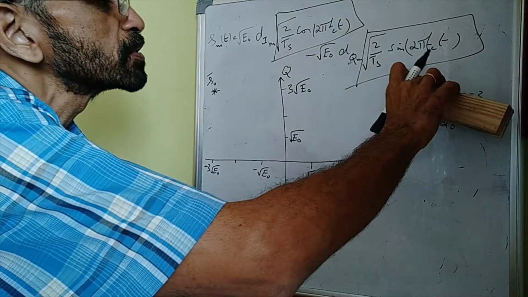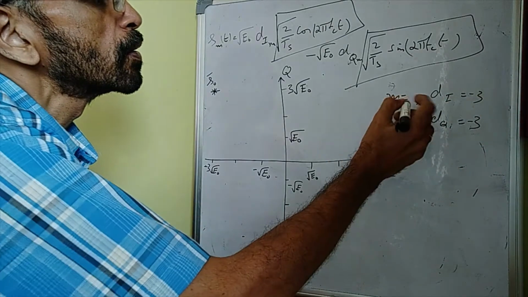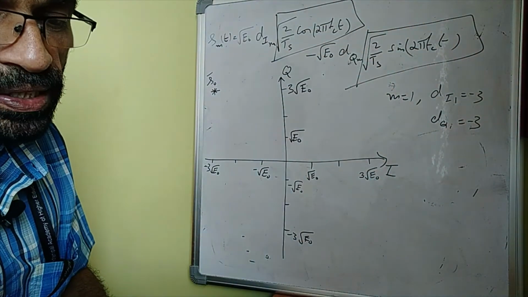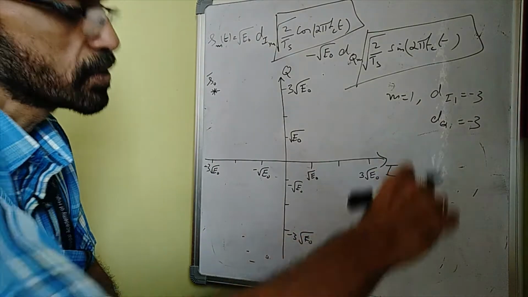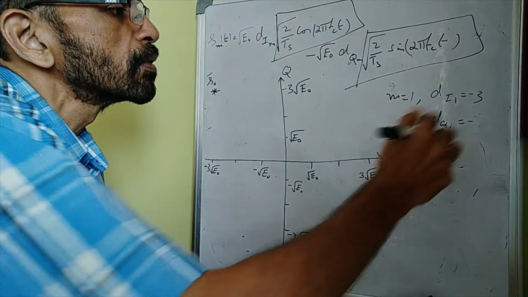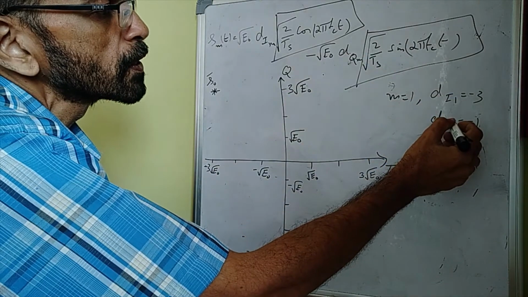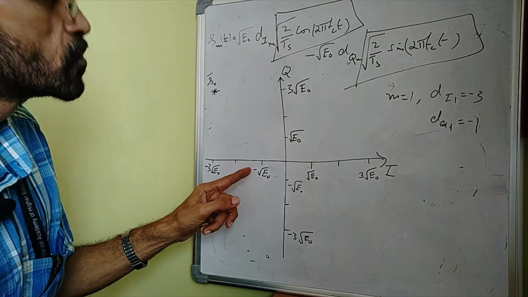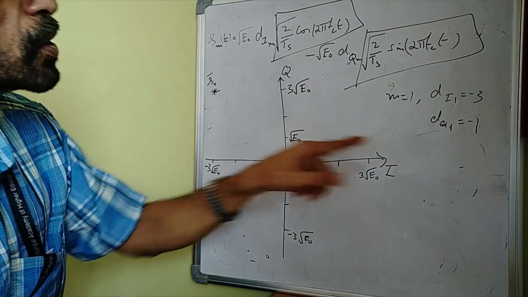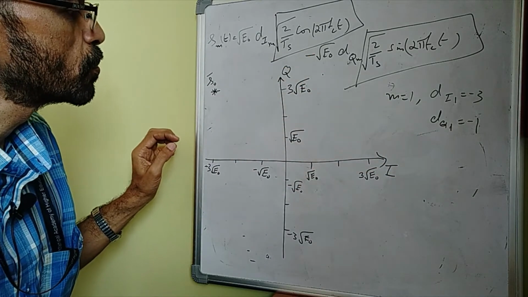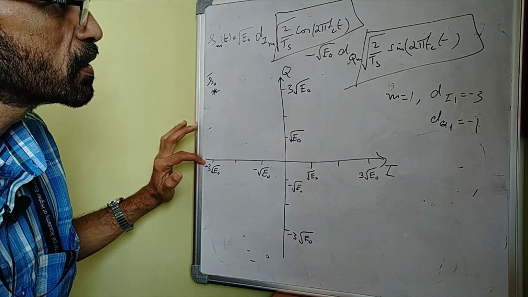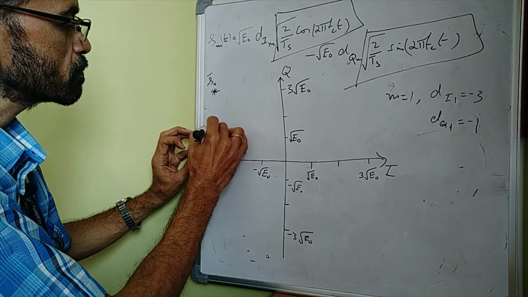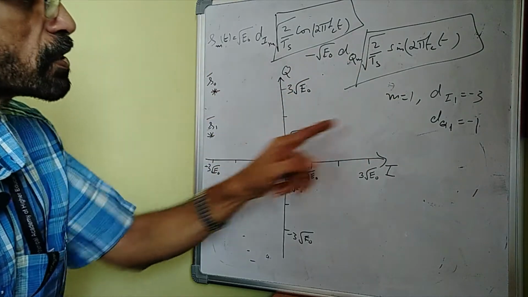And then we see what happens for m1. When m is equal to 1, we get di1 as minus 3 and dq1 as minus 1. And you can now locate the in phase is the same as minus 3 root E naught. Quadrature becomes root E naught. So minus 3 root E naught and root E naught, that comes here, isn't it? Minus 3 root E naught in phase and quadrature is root E naught.